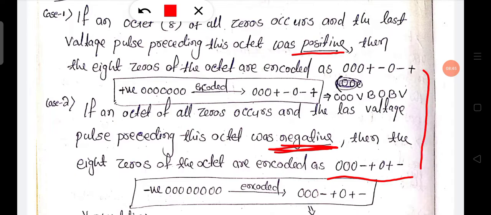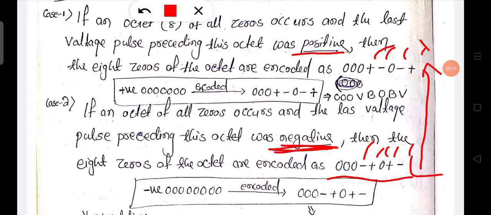See the difference. If the last pulse is positive, then after the three 0s, start with plus, then minus, then plus. The 0s are common for both cases. But in the case when the last pulse is negative, start with negative, then positive, then 0, then positive, then negative. Remember that.